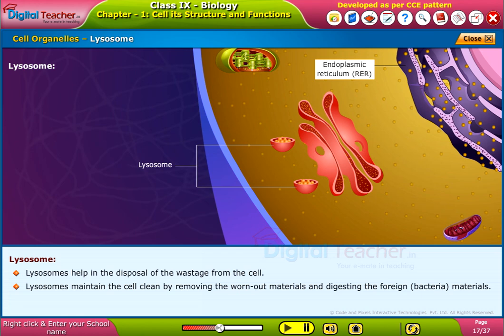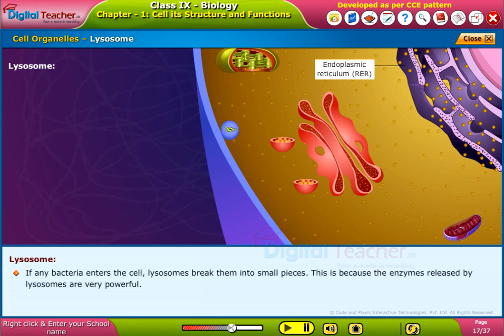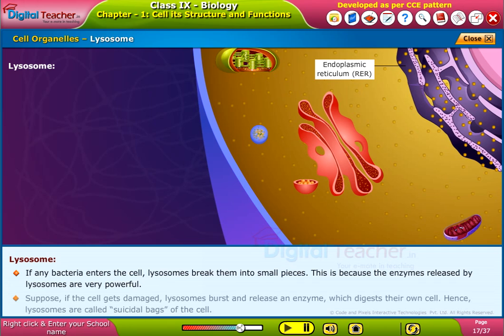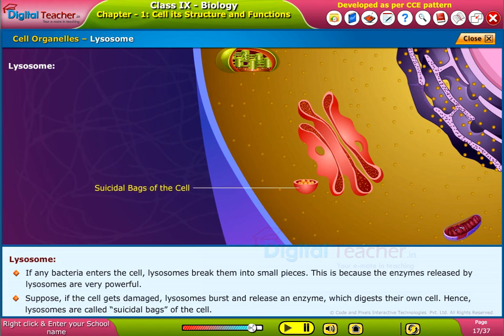Lysosomes keep the cell clean by removing the worn-out materials and digesting the foreign or bacterial materials. Lysosomes contain destructive enzymes. If any bacteria enter the cell, lysosomes break them into small pieces. This is because the enzymes released by lysosomes are very powerful. Suppose if the cell gets damaged, lysosomes burst and release an enzyme which digests their own cell. Hence, lysosomes are called suicidal bags of the cell.